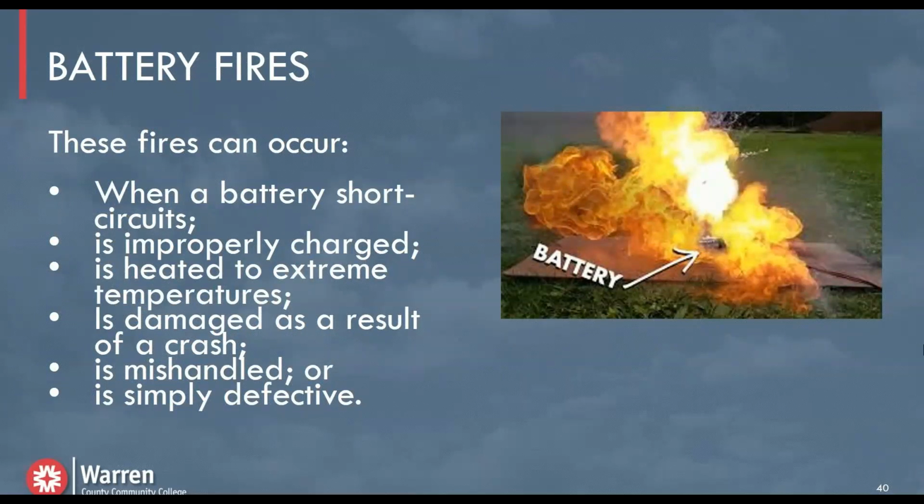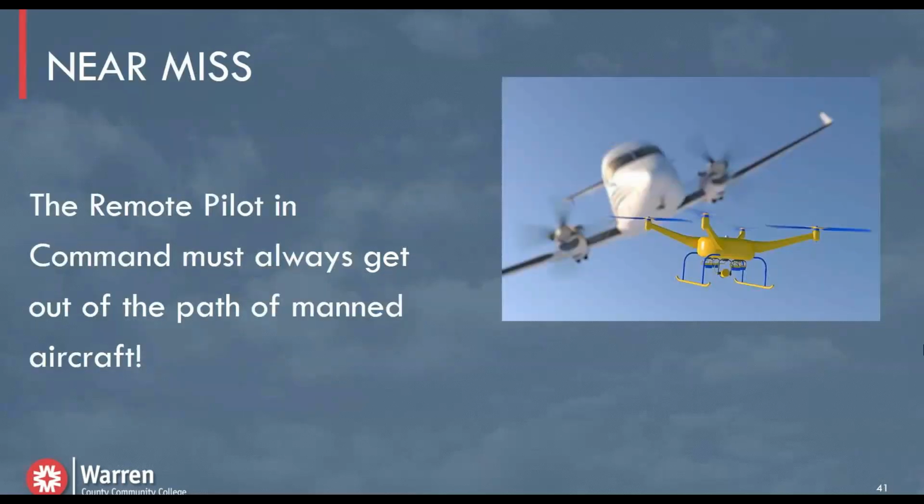These kind of battery fires can happen when a battery short circuits, if it's improperly charged, if it's heated to extreme temperatures. If you crash your drone, always check the battery. If you're just mishandling them, or, and this happens, you can get a simply defective one. We've all had this. If you've been around this industry a long time, you pay $200 for a battery, one of these DJI batteries, and then the next thing you know, it flies 2 times and then it just loses power immediately. These things happen.